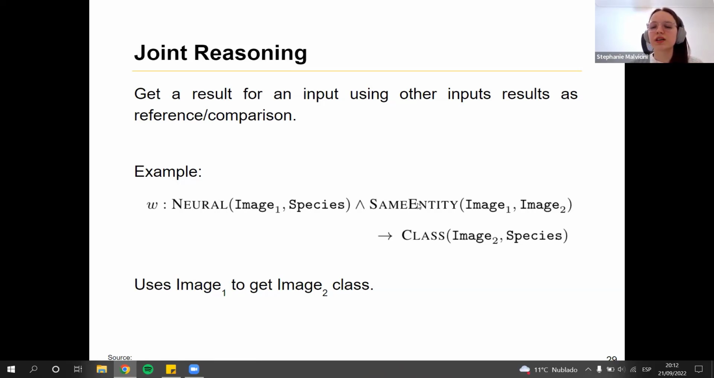So here in this example, Dami says that you can know if they are the same entity because they were taken from the same device, for example, in a short period of time. But it's a probability, you cannot know.